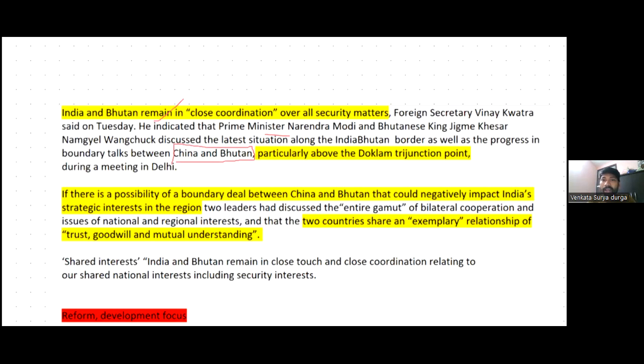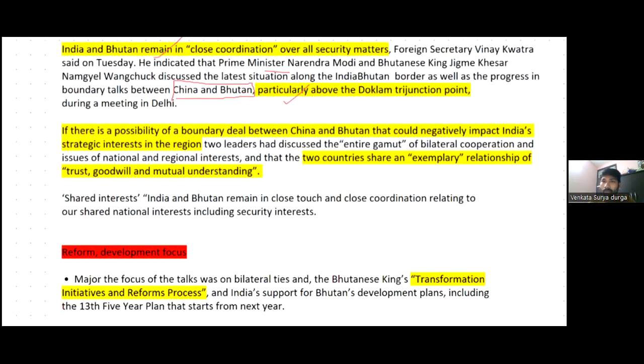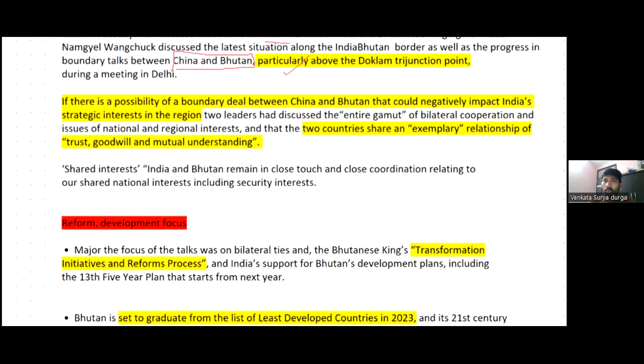So this is particularly about the Doklam Tri-Junction point. We have already discussed the location of the Doklam Tri-Junction and how it is especially important for India. So if there is a possibility of a border deal between China and Bhutan, that could negatively impact India's strategic interests, because that would increase Chinese presence in the region and that would threaten the security of India.